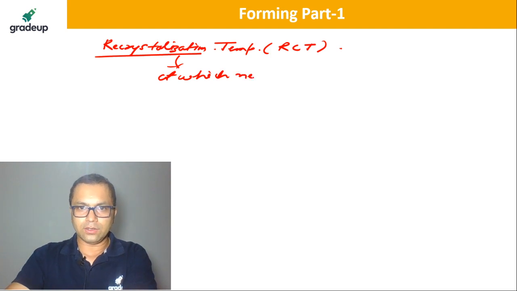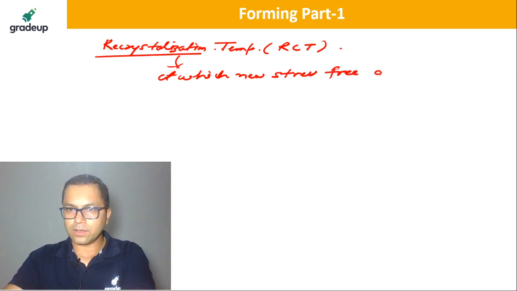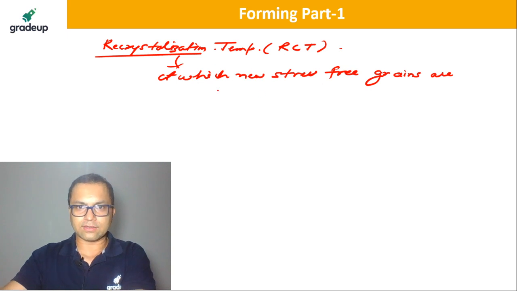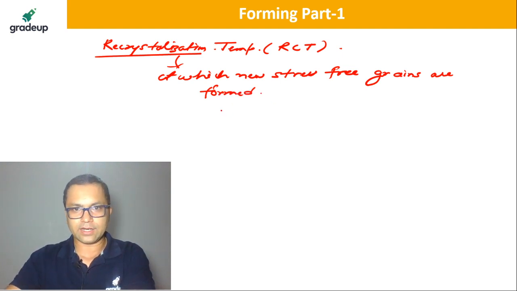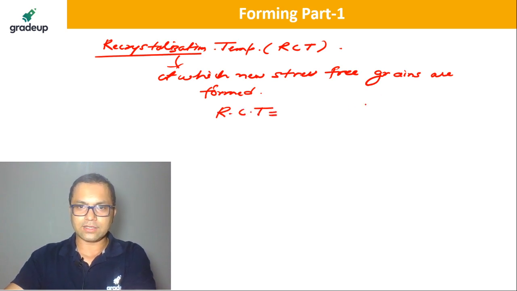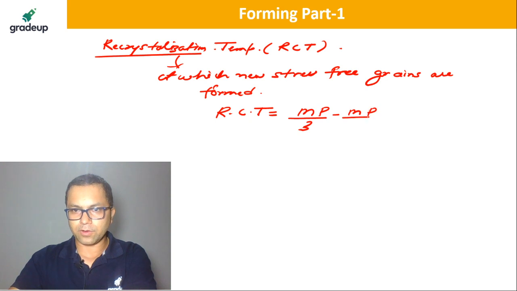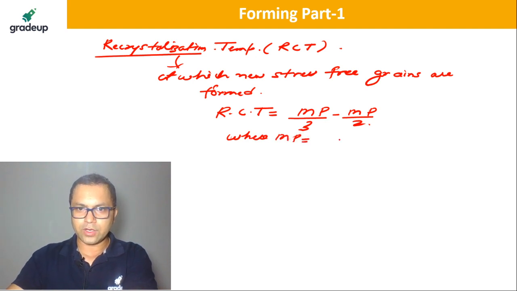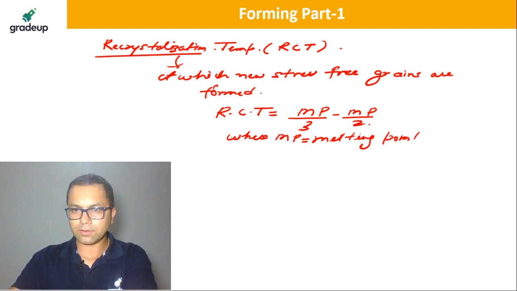The temperature at which new stress-free grains are formed, that's called the recrystallization temperature. RCT is generally given something like this. It has a range of melting point upon 3 to melting point upon 2. Just note this, guys, this is going to be really very important to you. MP equals melting point.